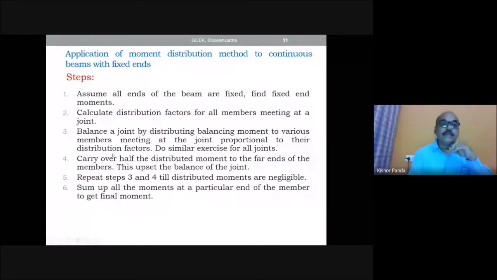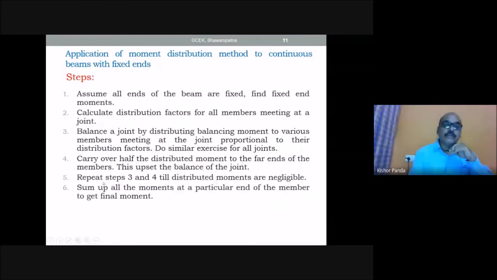So by multiplying with the carryover factor, you get half of the moment that you have to carry over to the other end of the members. Carry over half the distributed moment to the far end of the members. This upsets the balance of the joint. So this is balancing the joint.